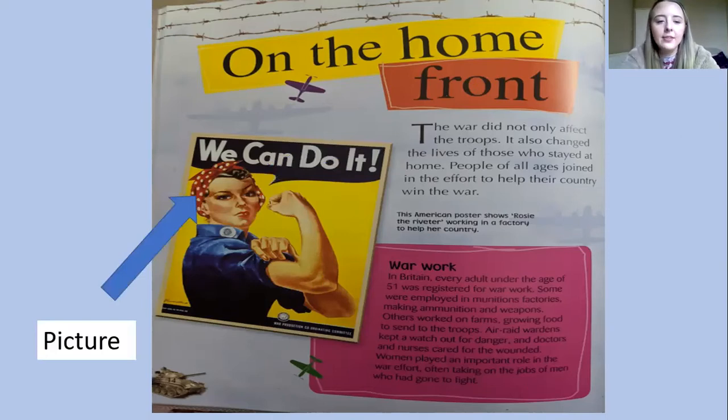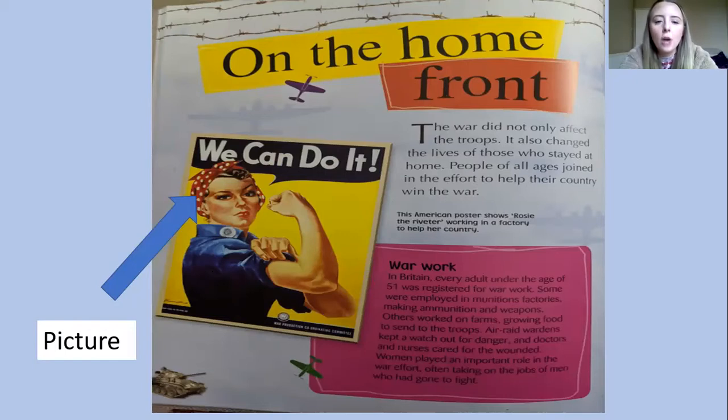We've got a picture here, haven't we? So this picture here is a poster that shows a woman working in a factory to help her country. So it's a poster from back in World War II. Now sometimes there's pictures, sometimes there's illustrations, sometimes there's photographs. So it just depends what that page is about and what's required. And I've put this poster here to briefly tell us about what people did on the home front. And pictures are quite nice in non-fiction text, aren't they? Because they help you visualise what you're reading. And there's usually quite a few pictures and photographs and illustrations in non-fiction text.